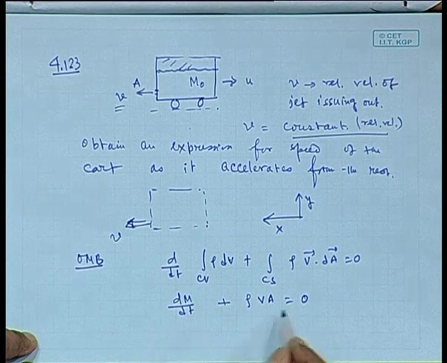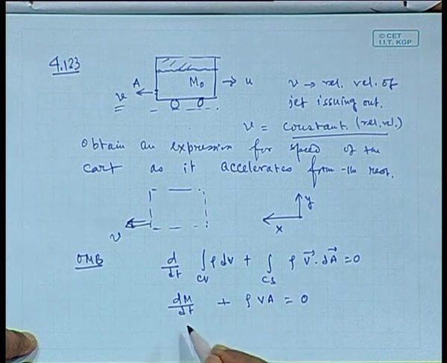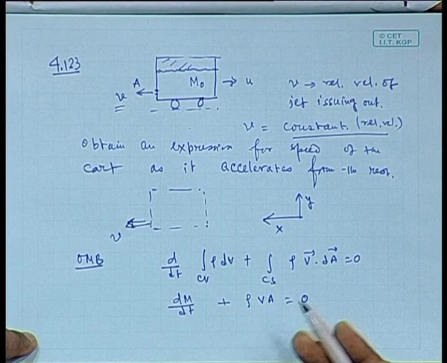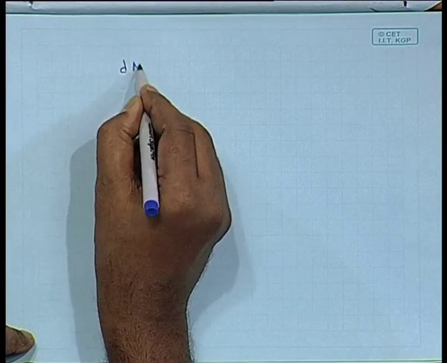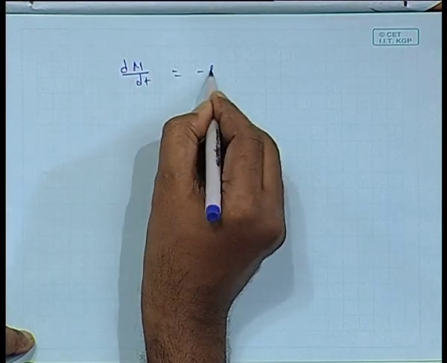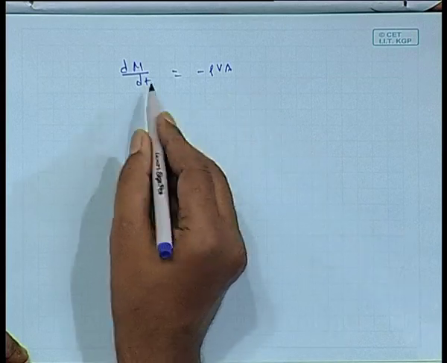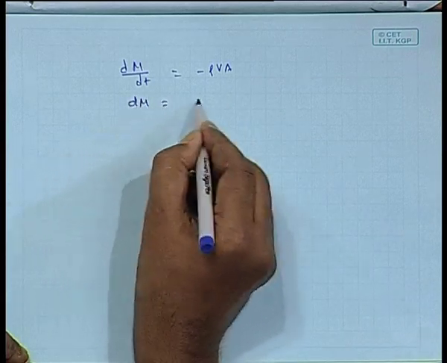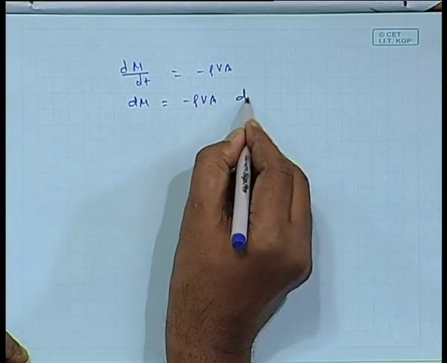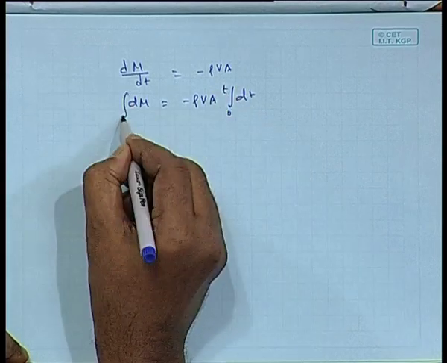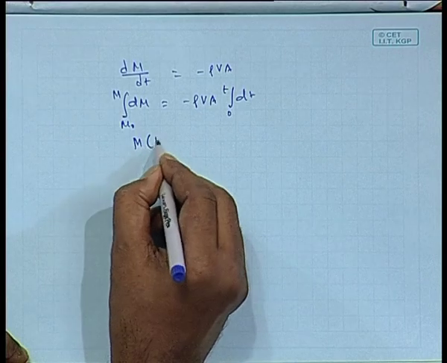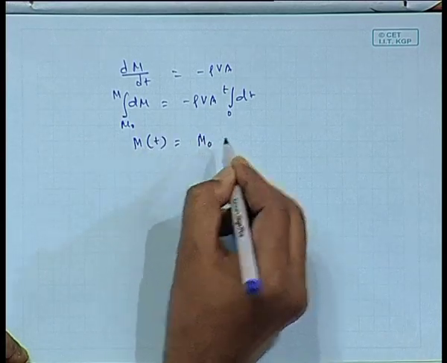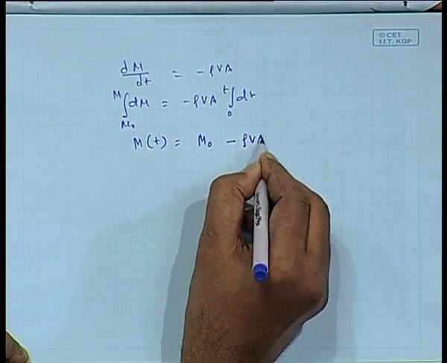So, you can integrate this out, v is constant, and find out how much mass is left after a point of time t. So, dm dt is nothing but minus rho v A, the right hand side is constant. Initially you are having a mass m naught, now you are having a mass m. So, m at any point of t is nothing but m naught minus rho v A t.